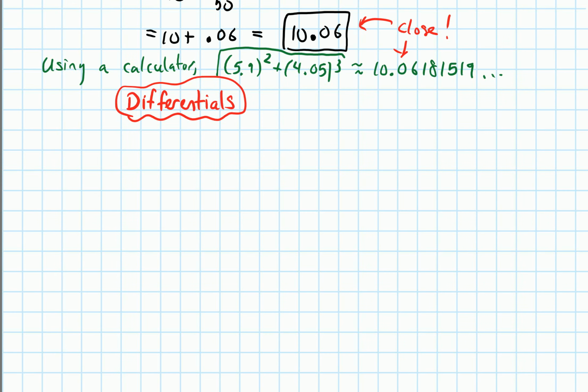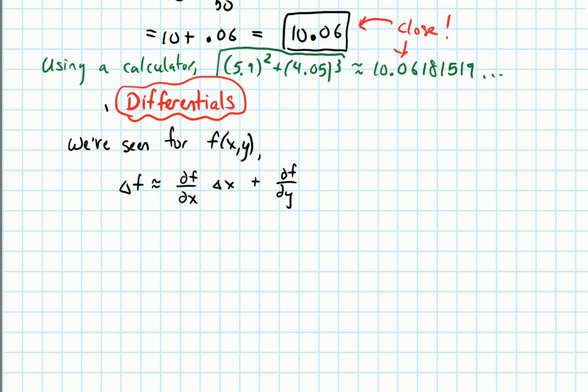In this video, we are going to talk about differentials. All right, so we've seen for a function of two variables, f of x comma y, that the change in f is approximately equal to the partial derivative of f with respect to x times a change in the x direction, plus the partial derivative of f with respect to y times a change in the y direction, change in y.